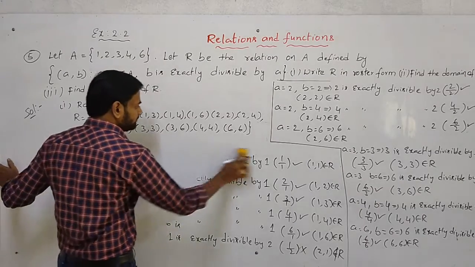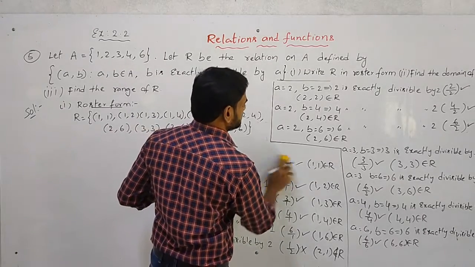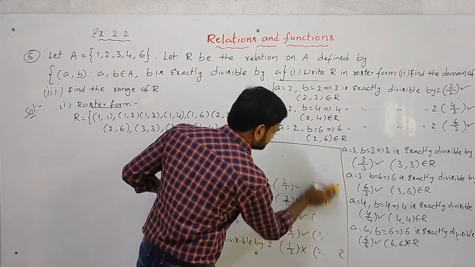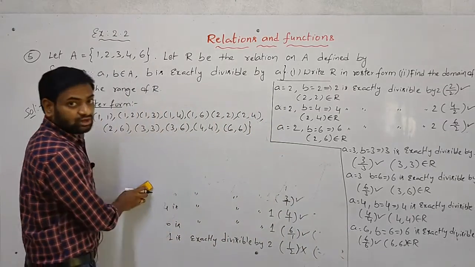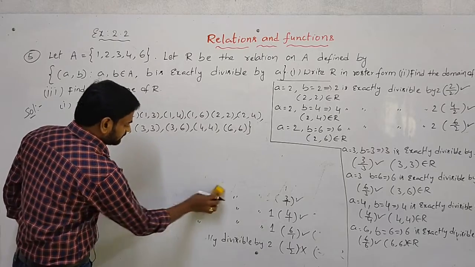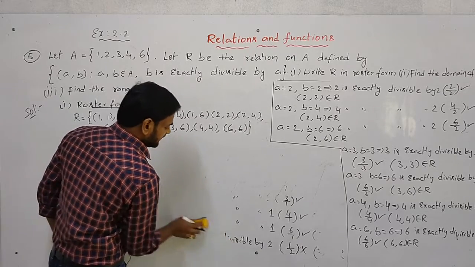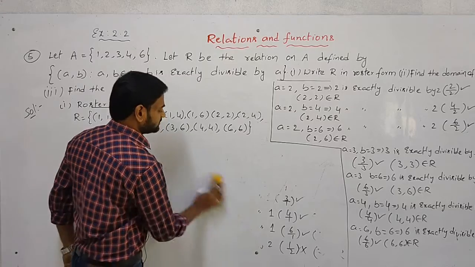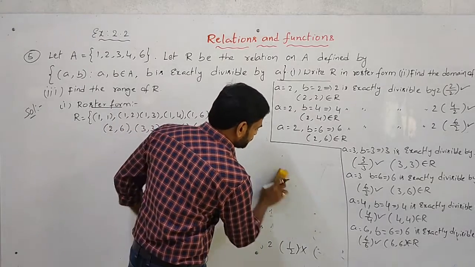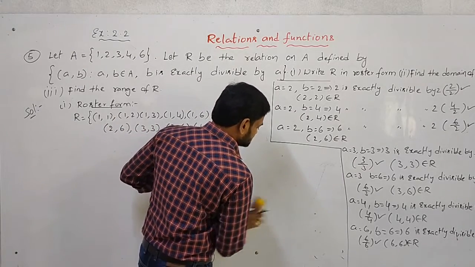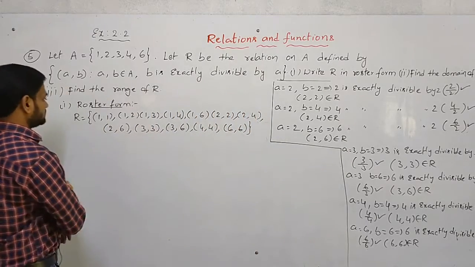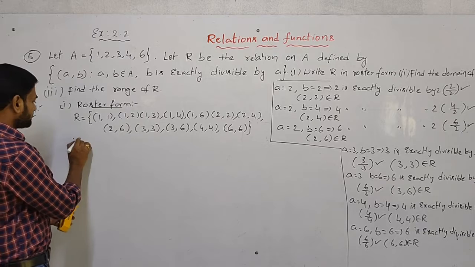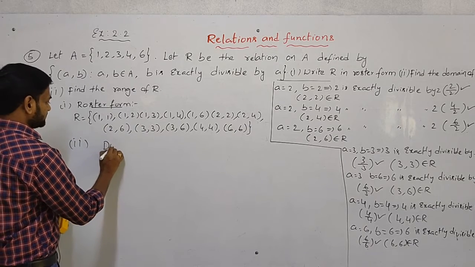After finding the roster form, the second problem is domain and range. What does domain mean? The set of all first elements in the relation. That is the domain. What is the range? The set of all second elements in the relation. So the second problem is domain.